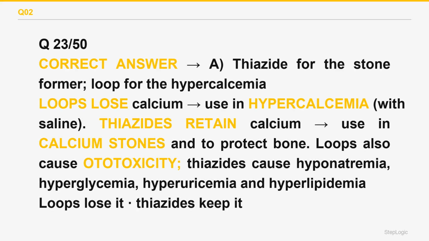The same pharmacology explains a benefit outside the kidney that appears in bone questions. Because thiazides retain calcium, they are associated with slightly higher bone density and fewer hip fractures, whereas loop diuretics promote calcium loss and may contribute to bone loss over time.